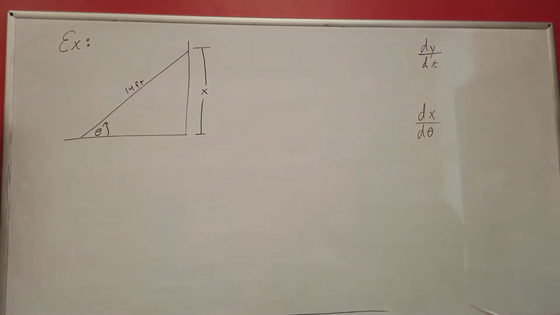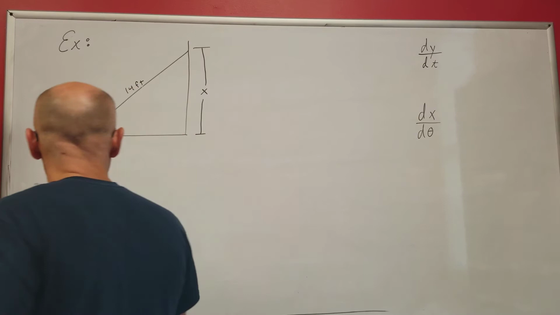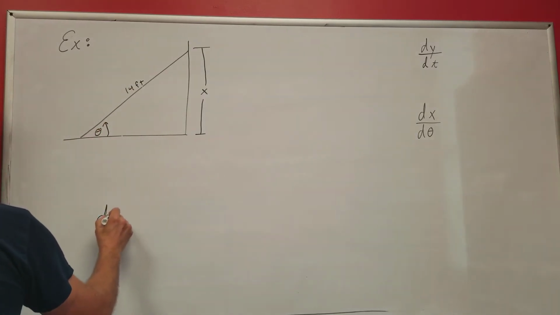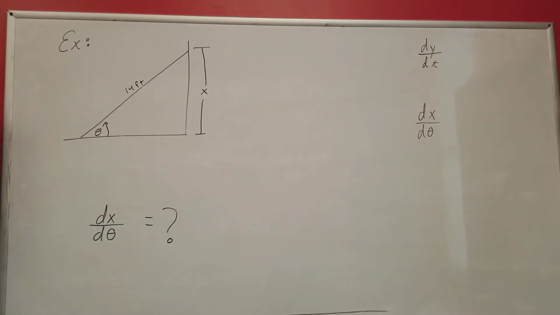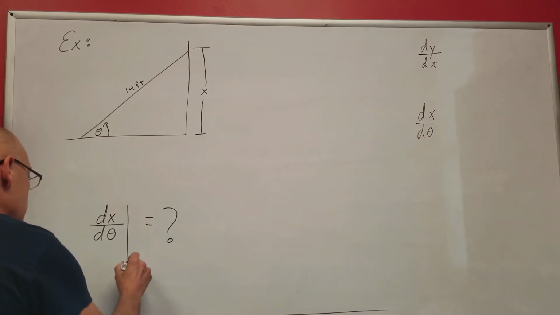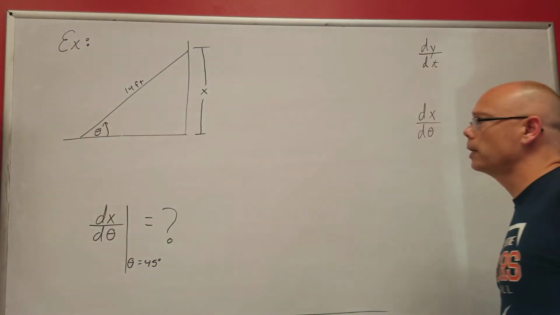Now look at what it says here. It wants to know how fast does x change with respect to theta. How fast does x change with respect to theta? So they want to know dx over d theta. That's going to be my unknown here. Change in x with respect to theta. They ask how fast does x change with respect to theta whenever theta is equal to 45 degrees. So let's find this.